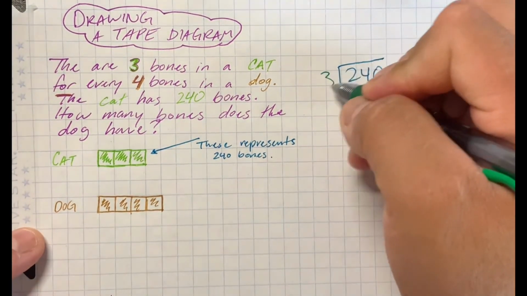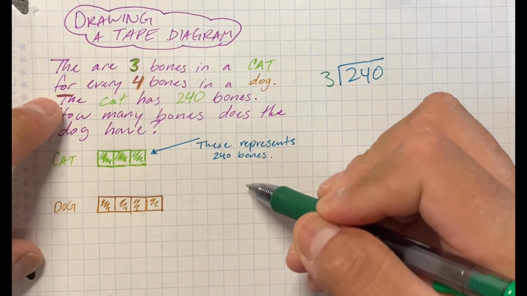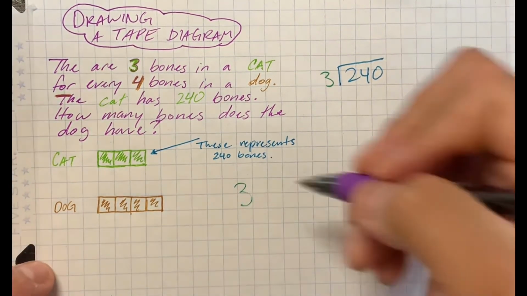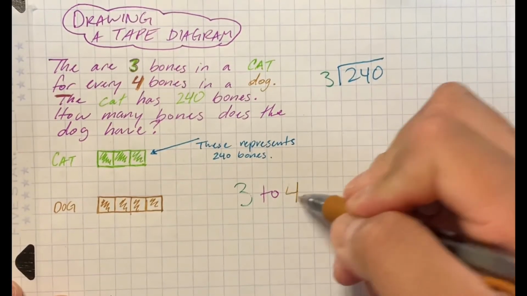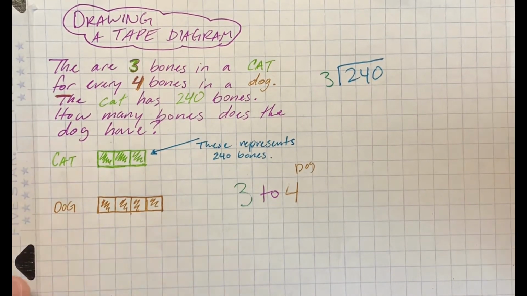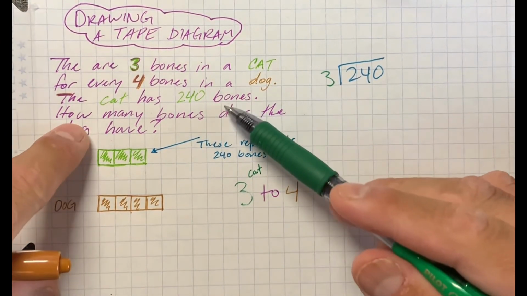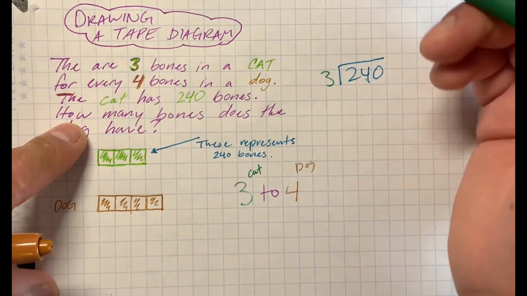So listen closely. The ratio reads as the cat: there are 3 bones in a cat, and 4 bones in a dog. So this is the dog, and this is the cat. You had to listen to what was mentioned first and what was mentioned second and write the ratio according to that. So going back, if the cat has 240 bones and there are 3 bones in a cat, we have to do some division here.